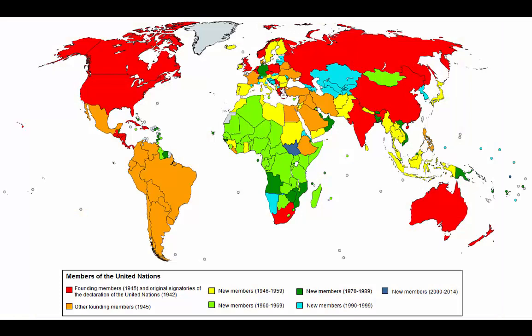And here is a map of the world, and as you can see, based on the color coding, you can see when these countries either began with the United Nations or when they were eventually approved as new members, and in the time period they were allowed in.